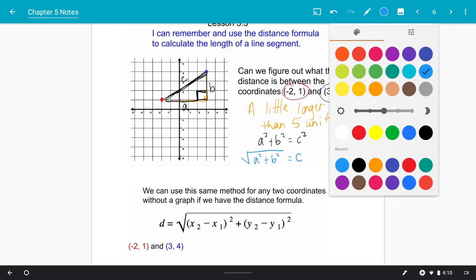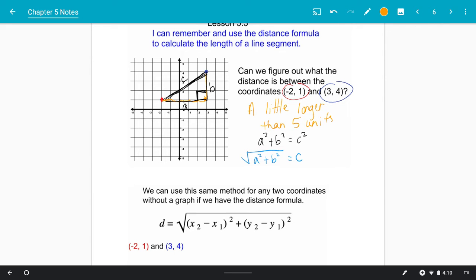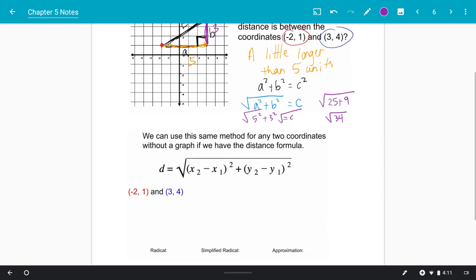Now, what you also notice here is we can easily count again. This is 1, 2, 3, 4, 5. And this is 3 units. So we could go 5 squared plus 3 squared equals c squared. But if you square root that, then you get the square root of 25 plus 9, which is 34. Okay, so that was really messy. We don't always have a picture, but that's where this is coming from: we're finding the distance between those 2 points. So here's the general formula.